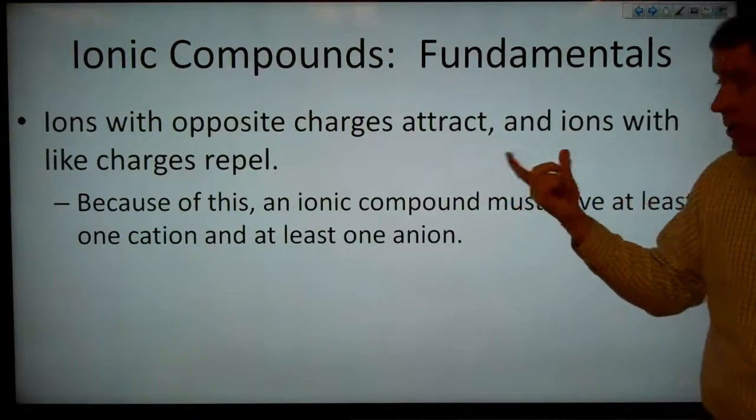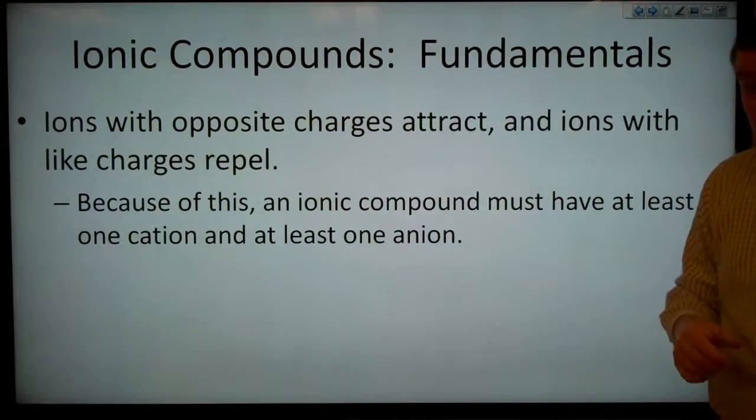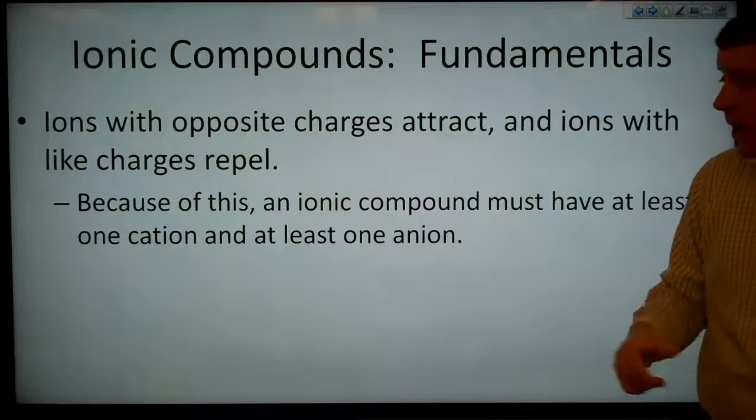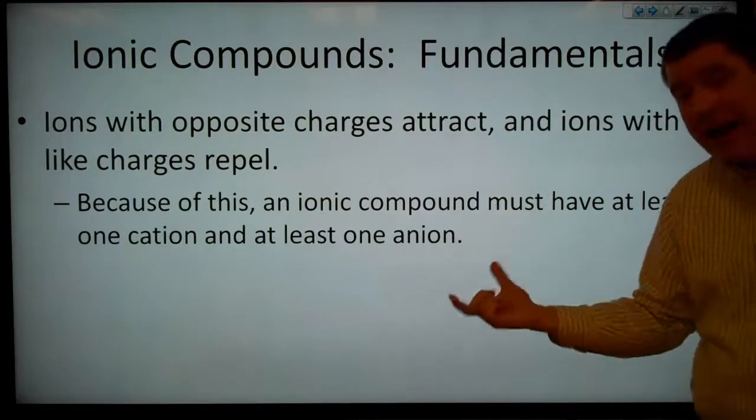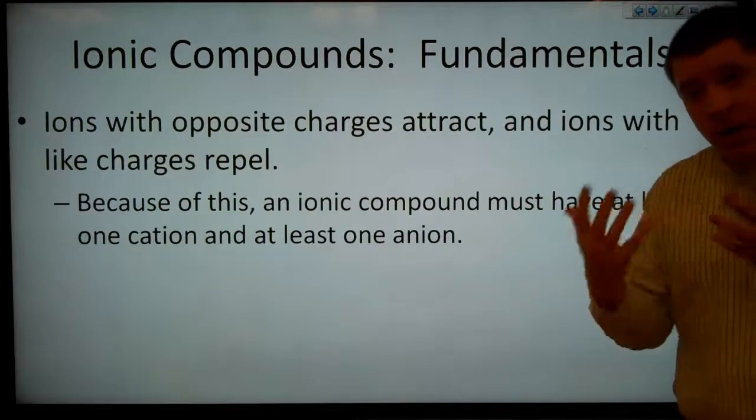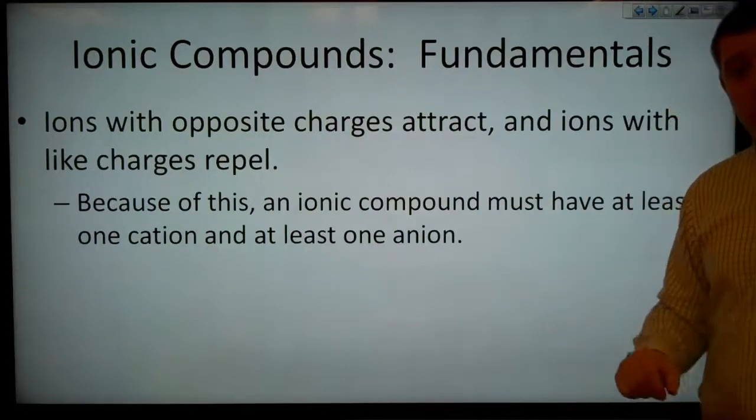Ions with opposite charges attract each other, and ions with like charges repel each other. Because of this, an ionic compound must have at least one cation and at least one anion. Otherwise, if they all have the same charge, they'll all repel each other and we won't have a compound.